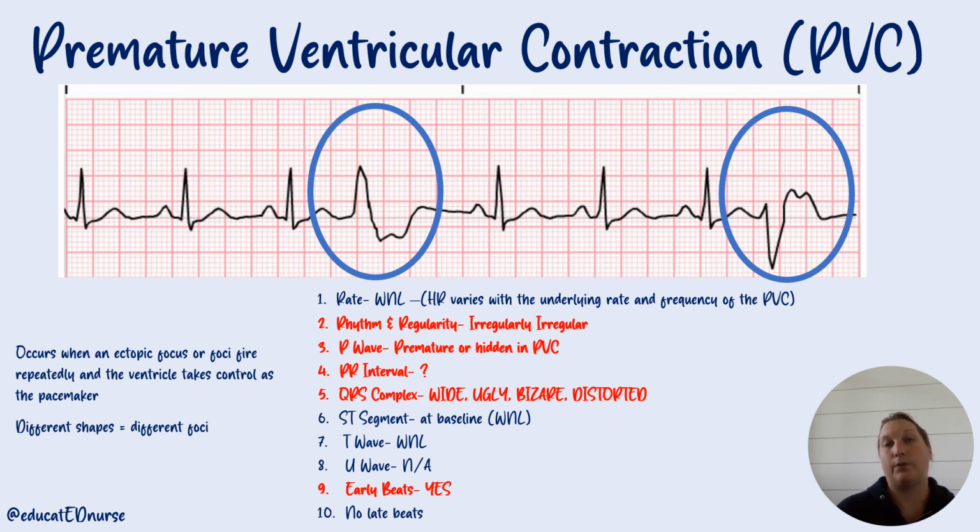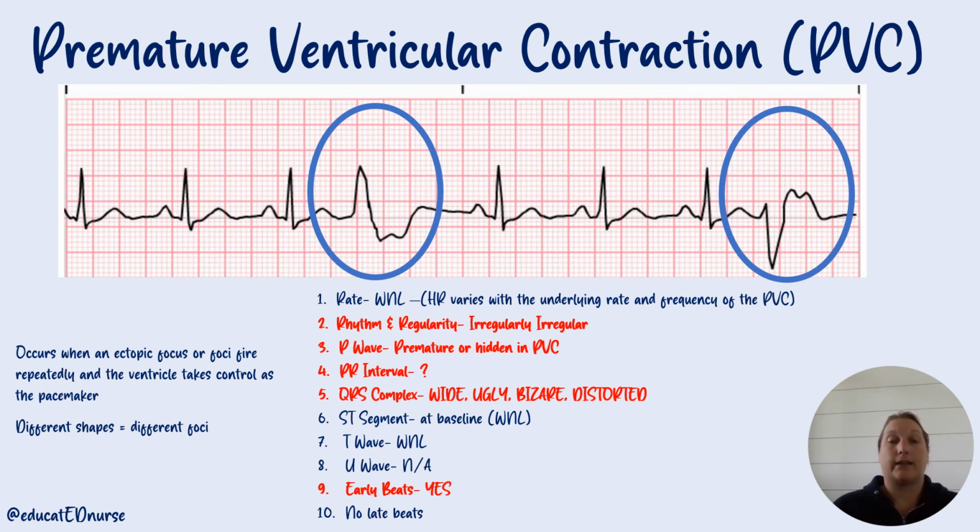So when we look at our 10 points to normal sinus rhythm, you can see that a lot of these things are not normal. The heart rate is going to vary, and that's going to depend on the underlying rhythm. You can have PVCs in normal sinus rhythm. Your underlying rhythm can be normal sinus rhythm, and then every now and again you have a PVC. That's actually pretty common. You can also have PVCs in atrial fib, atrial flutter, other abnormalities. So the heart rate is going to vary a little bit depending on what the underlying rhythm is. In this particular instance, this person is in normal sinus rhythm with multifocal PVCs. Okay.